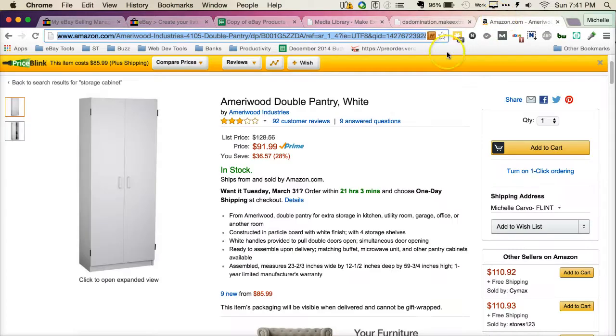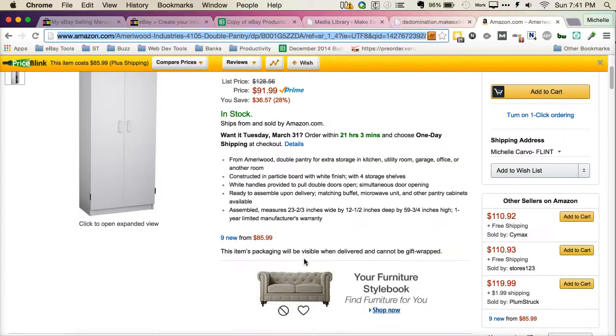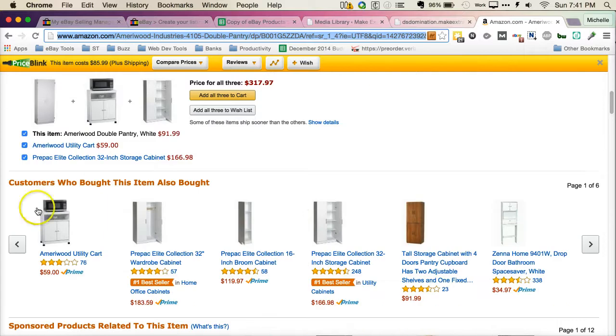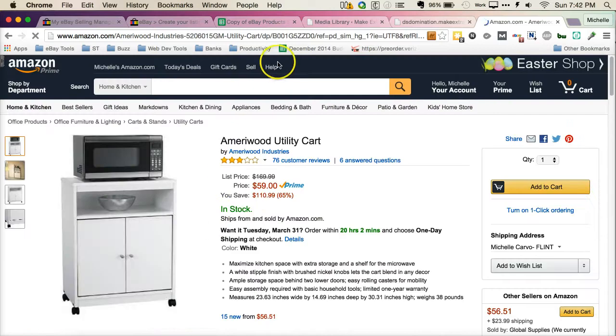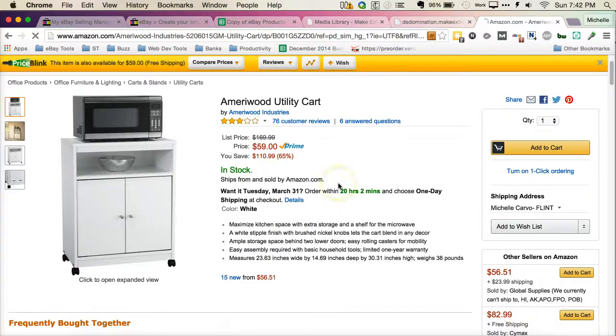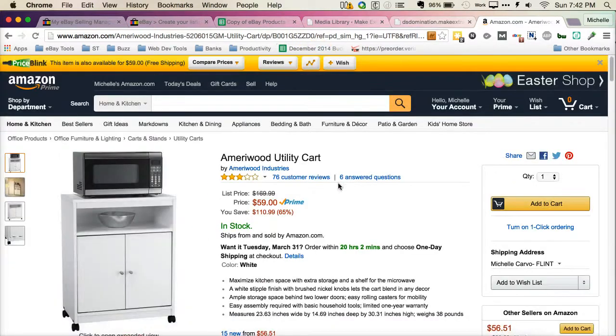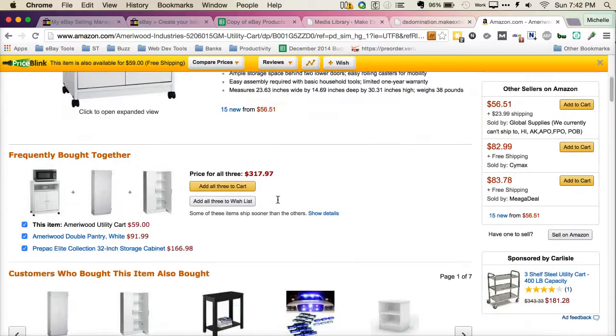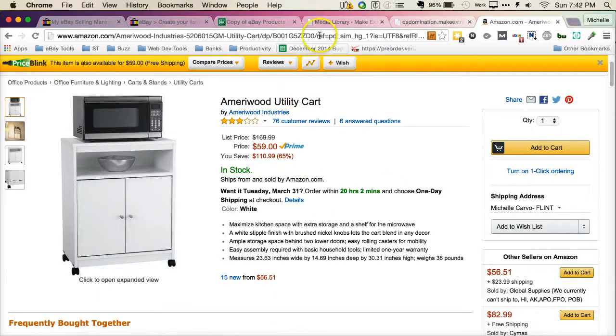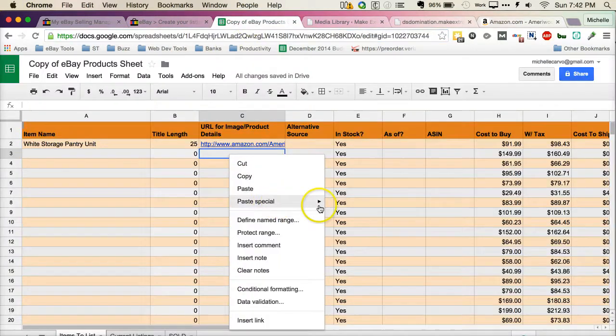So I'm going to go back over to Amazon, and we've already grabbed one of these storage pantries. Let's look at what customers also bought. We see they also bought a utility cart. And kitchen organization is a very popular item on eBay from my experience. We see this one sells for $59. Let's just say we'll list this as well. So it's $59 on Amazon.